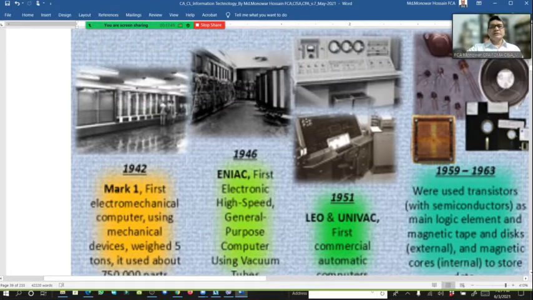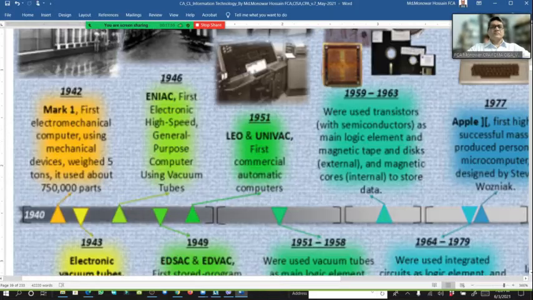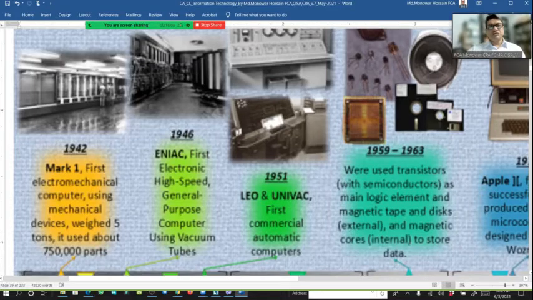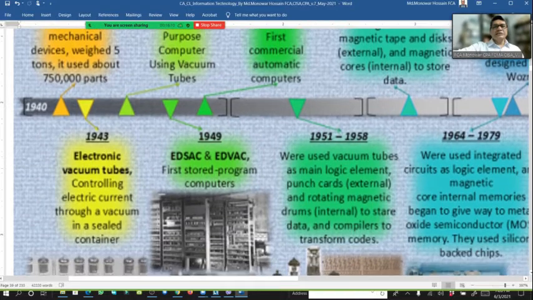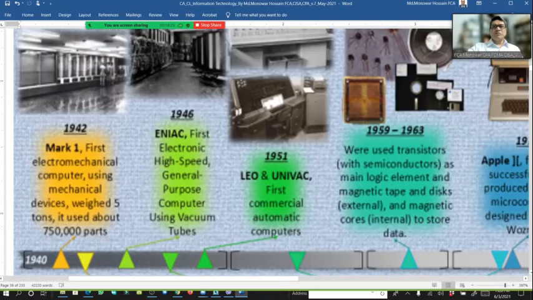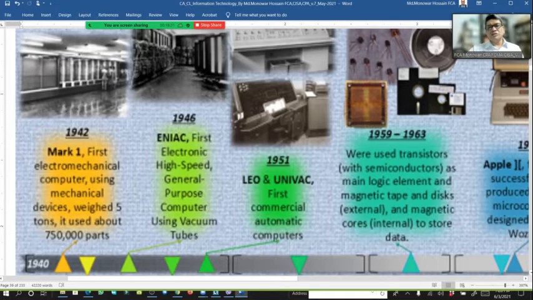1946 is ENIAC. This is the picture of ENIAC, the big first electronic high-speed general purpose computer using vacuum tubes. In 1949, EDSAC and EDVAC, the first stored program computers. This is their picture. In 1951 came UNIVAC and LEO, the first commercial automatic computers.